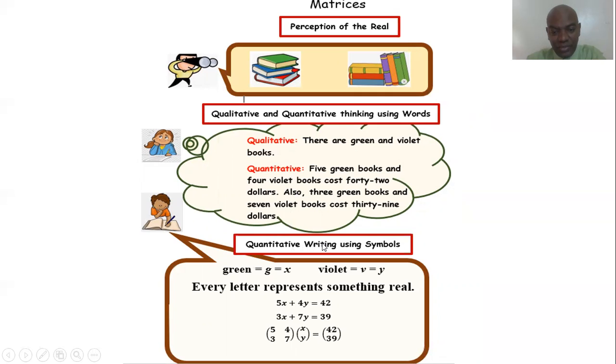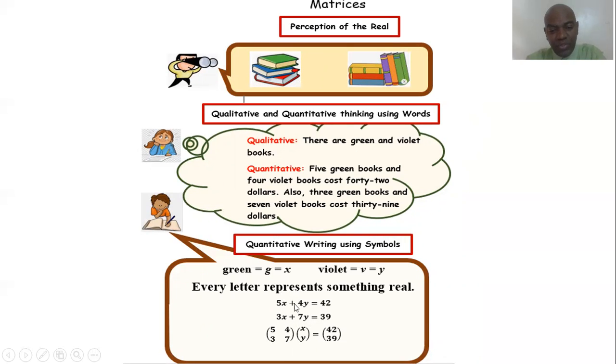Quantitative writing using symbols. So you use X for green, Y for violet. You define what X to be because every letter represents something real, depending on what you define it to be. So 5 green books and 4 violet books, here it is, 5X plus 4Y costs $42. So that very same sentence, here it is in symbolic form. Maths is a language, translating from words to symbols. Again, 3 green, 3X plus 7Y is equal to $39.